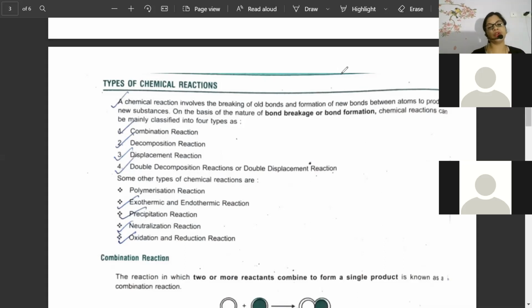But here you see the types of chemical reaction. A chemical reaction involves breaking of old bonds and formation of new bonds. Yes, Mustafa, that is, new products are formed from the reactants. That is also called a chemical reaction.